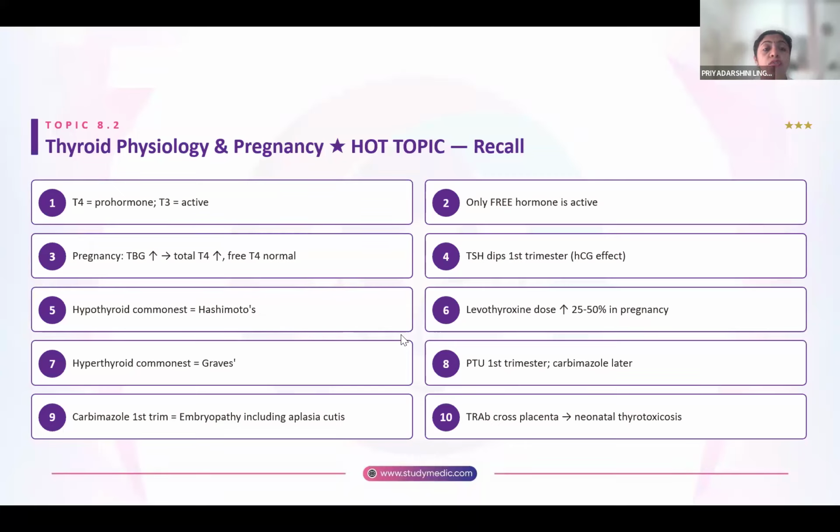So what is the drug of choice for hypothyroid? It's your levothyroxine. There is an increase in dose of 25 to 50% as compared to a non-pregnant state. And how are you going to monitor them? Based on the TSH values.